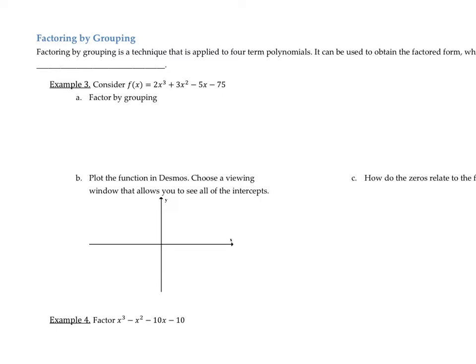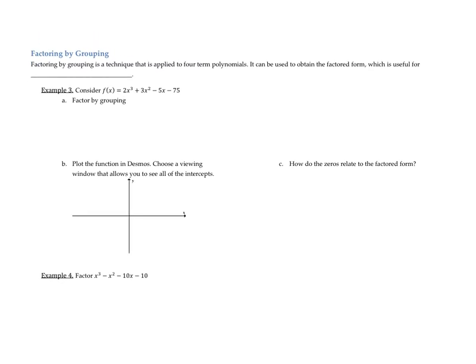Hi, this is Mrs. Villette, and this is a short video to remind you of factoring by grouping. So factoring by grouping is a technique that we use when we have 4-term polynomials. And it's a way that we can obtain the factored form, which we know is useful for finding the x-intercepts, or roots, or zeros of a function.